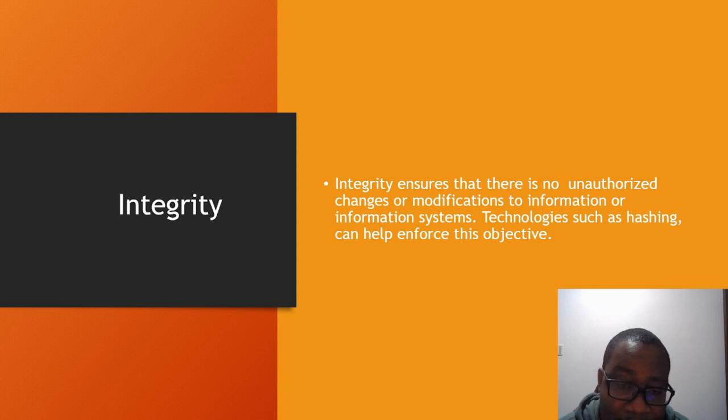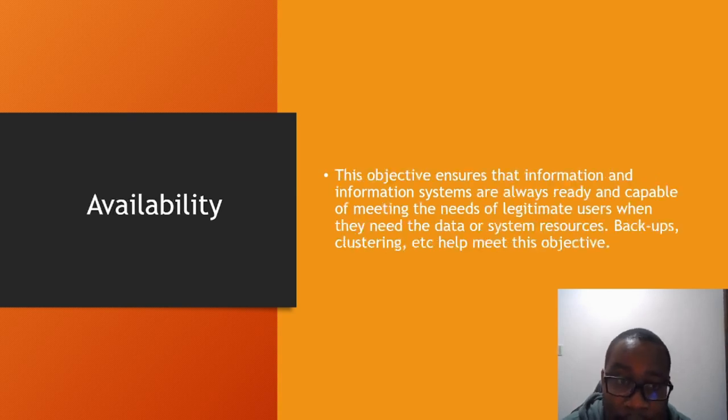And we'll go into hashing as we continue on in this series of guide videos. And that's the second one of the triad. And now we're going to go into availability. So availability, this objective ensures that information and information systems are always ready and capable of meeting the needs of legitimate users when they need the data or system resources. Backups, clustering, etc. can help meet this objective. So this is the final piece of the CIA triad.